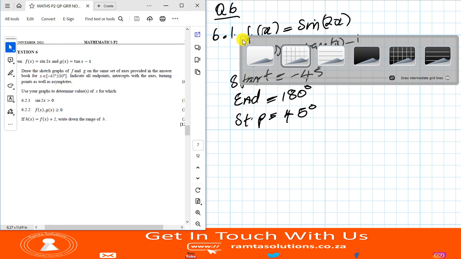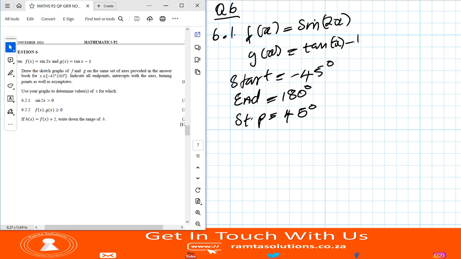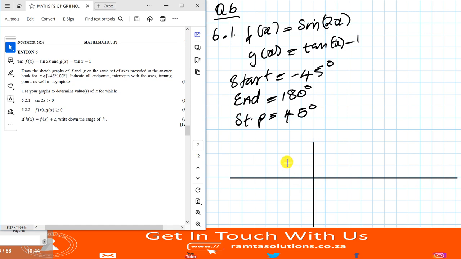I use a grid because I want to make sure that I'm drawing the right thing. Okay, I'm using a grid, so let me start here. Guys, it's important, but because this answer sheet is provided, you won't really struggle. But what I'm going to show you is something that you must do.